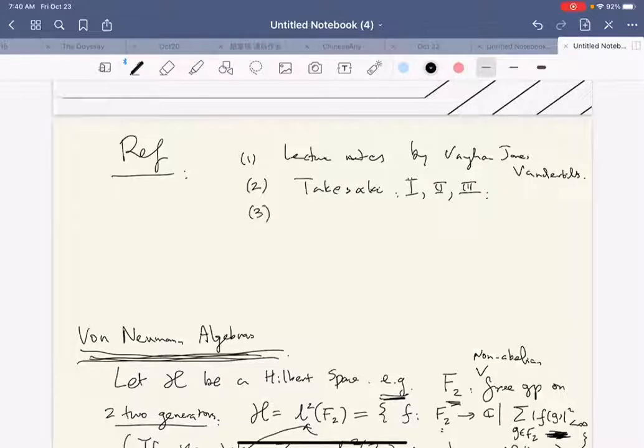And the third is more towards the operator algebra approach to quantum field theory. There is a paper by Longo and Kac. I wrote this paper with Longo and Kac. I think it's around 2005. I believe it's in CMP.